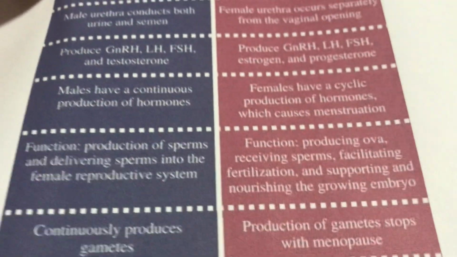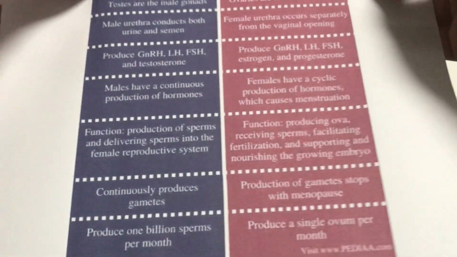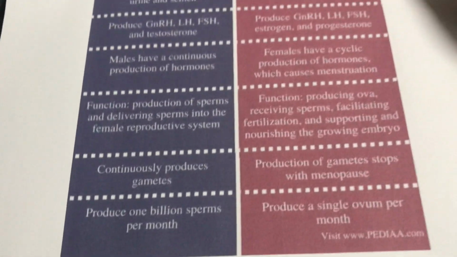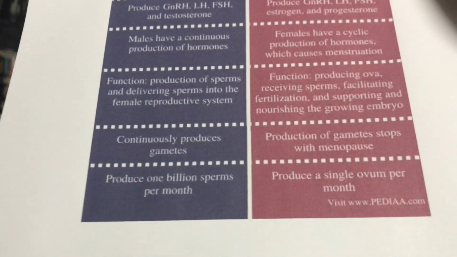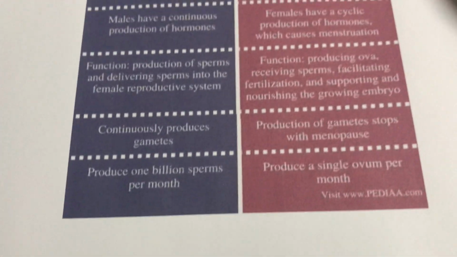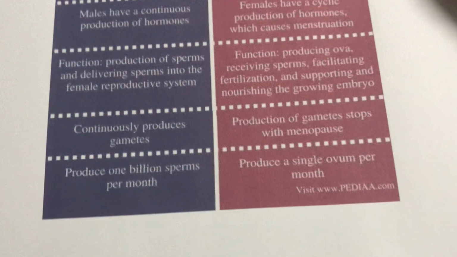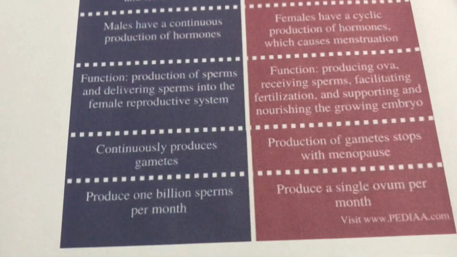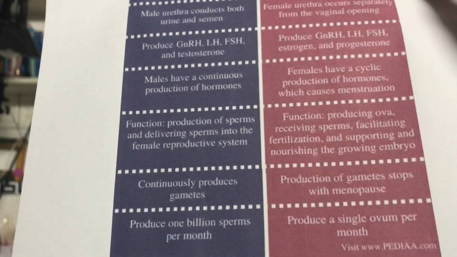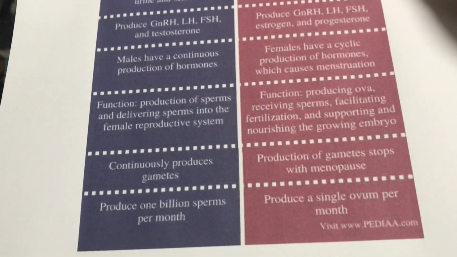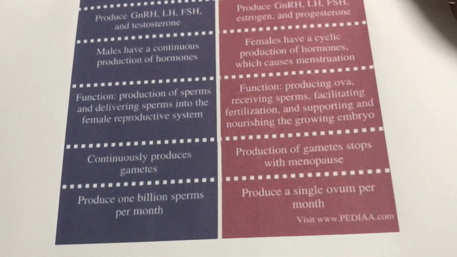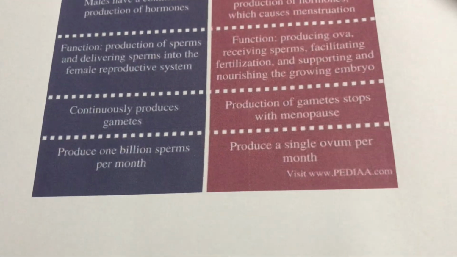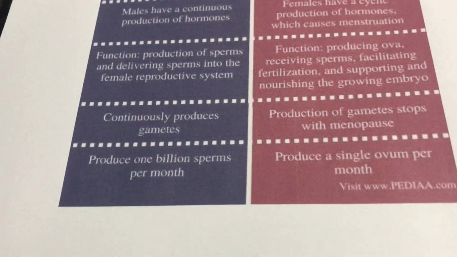Males have a continuous production of hormones, while females have a cyclic production of hormones, which causes menstruation, like I explained above. The function of the male system is producing sperm and delivering sperm into the female reproductive system. But the female reproductive system has a different function, which is producing the ova, receiving the sperm, facilitating fertilization, and supporting and nourishing the growing embryo.